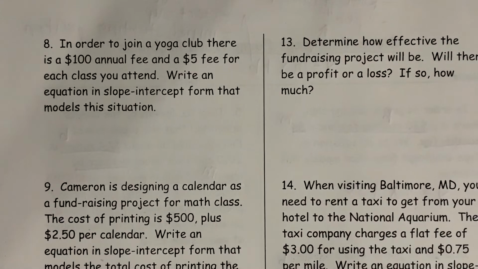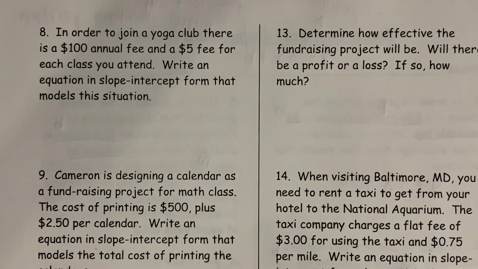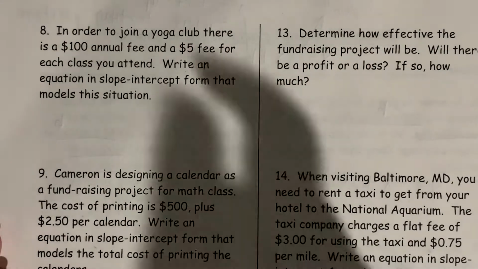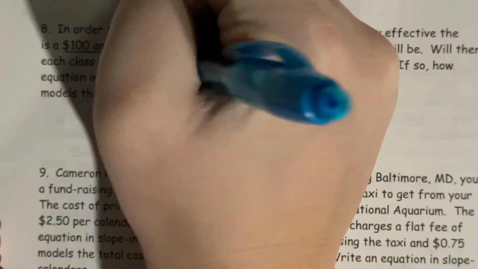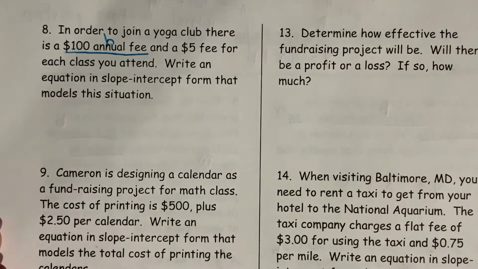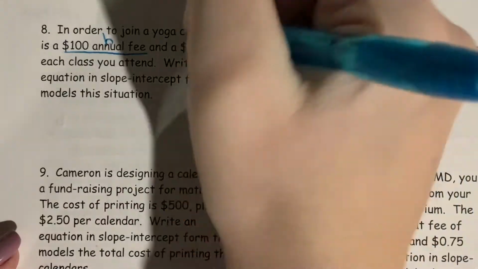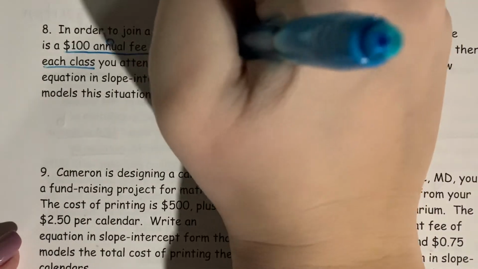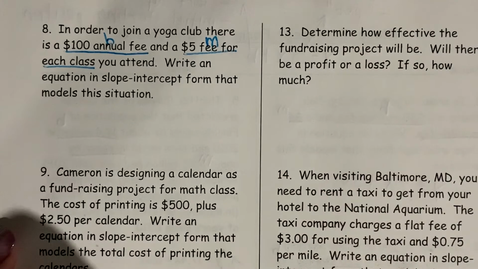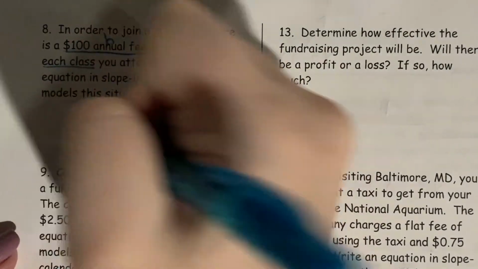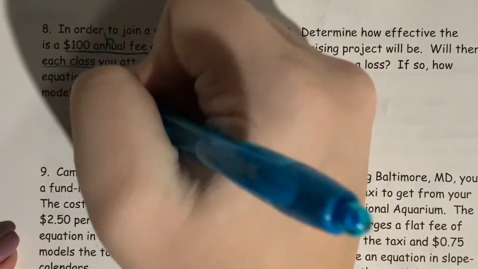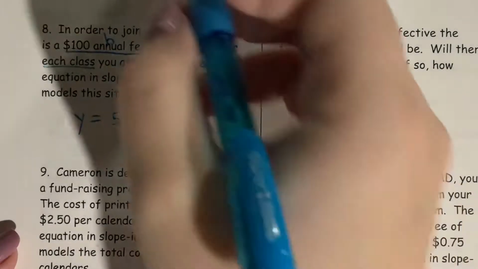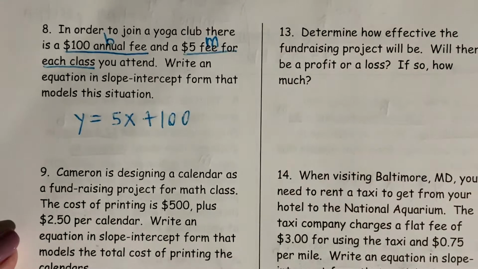If we jump to the back side here, number 8 says, in order to join a yoga club, there is a $100 annual fee and a $5 fee for each class you attend. So $100 annual fee, that's like my initial fee that I have to pay, my B, and $5 fee for each class I attend, or $5 per the number of classes. So this will be my rate of change, my M. So I will have y equals my rate of change. It's going to be $5 times the number of classes plus this initial fee that I have to pay to get started.